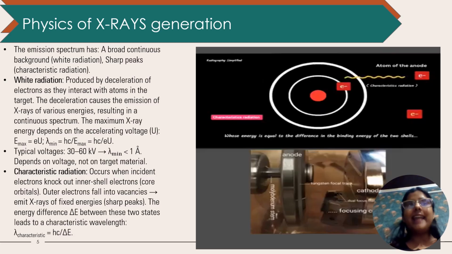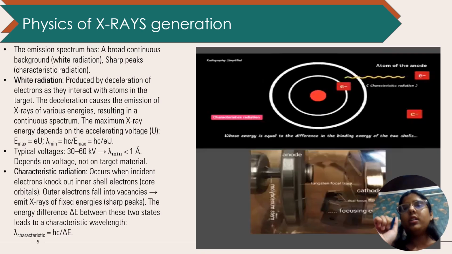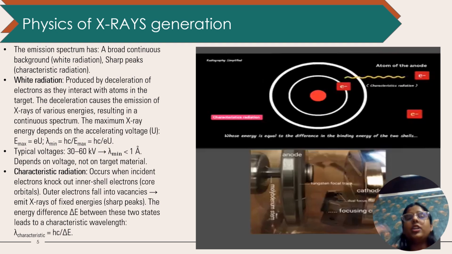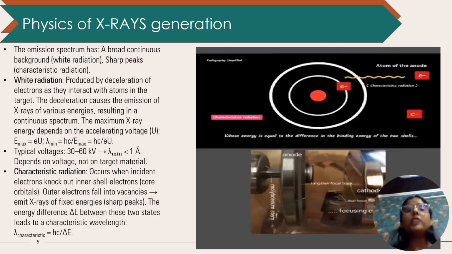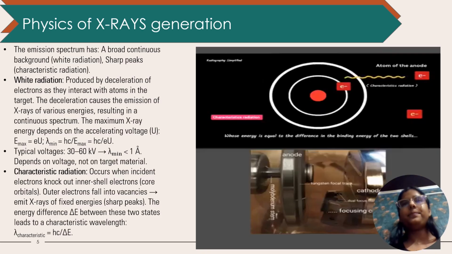So we can say that the continuous radiation, which is the white radiation, is due to the deceleration of electrons caused by interacting with the nuclei of the anode target atoms, and the characteristic radiation is due to the inner shell transitions, which is dependent on the target, while continuous radiation is dependent on the voltage which is applied externally. And high atomic number elements of the target anode create high energy, shorter wavelength X-rays.